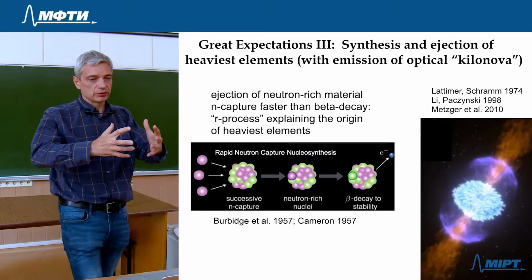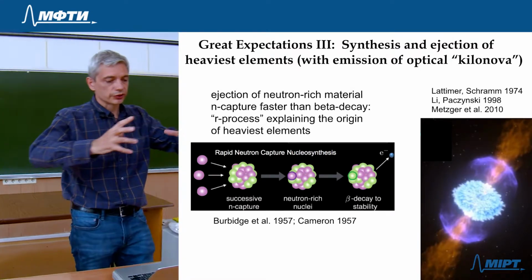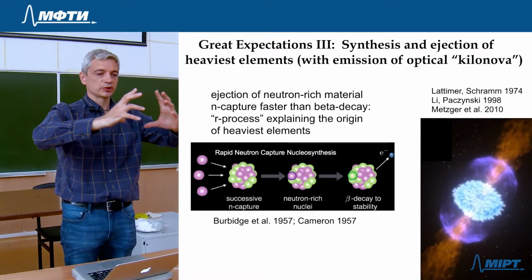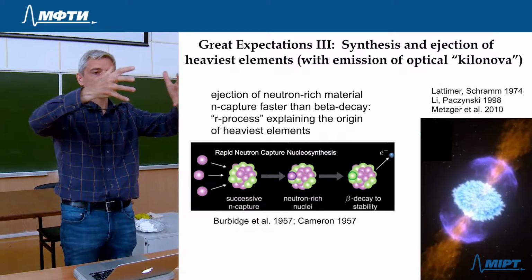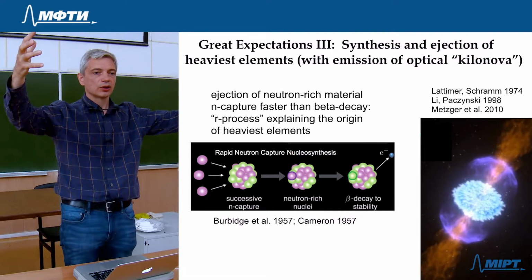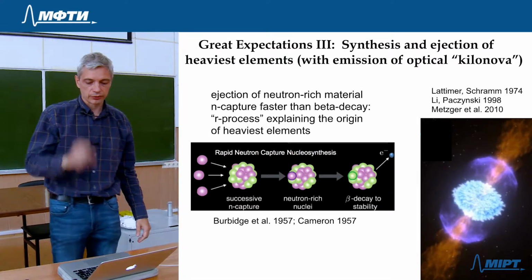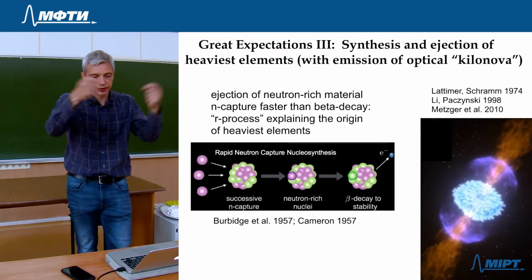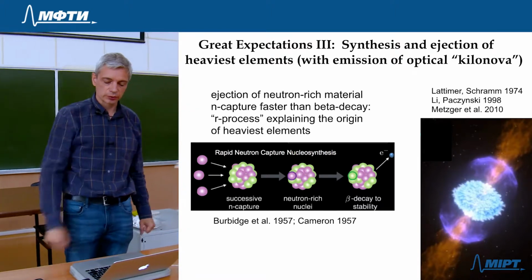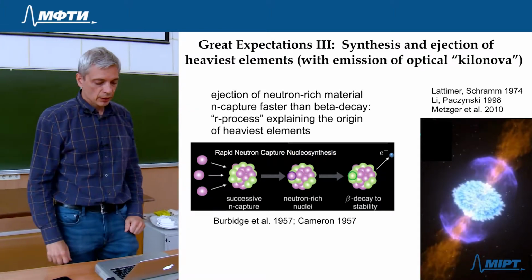Basically, what you see in the models is that once you let this cloud expand quickly, there will be some nuclear composition freeze out, which is consistent with the observed R process part of the abundances that we see for those elements that we call R process elements.